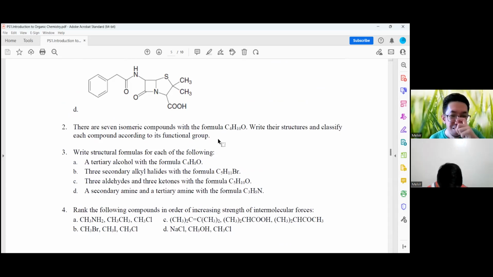So, for number 2, there are 7 isomeric compounds with the formula C4H10O. If you will notice, Josh, you had this kind of problem already in part 1. However, in part 1, usually one functionality lang yon. Let's say kung alkane lang yon, puro alkane lang. Dito, kakaiba siya, no, Josh? So, for numbers 2 and 3, you need to write organic structures with different functionalities. For example, for number 2, there are 7 isomeric compounds with the formula C4H10O. So you need to give me the 7 compounds for C4H10O.